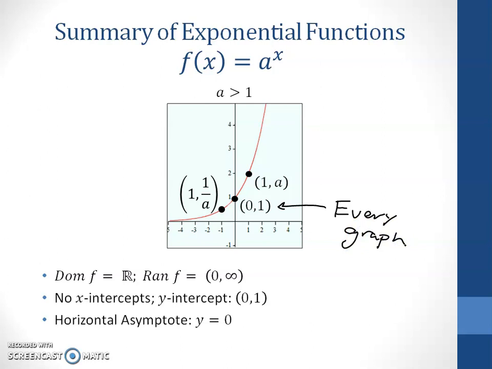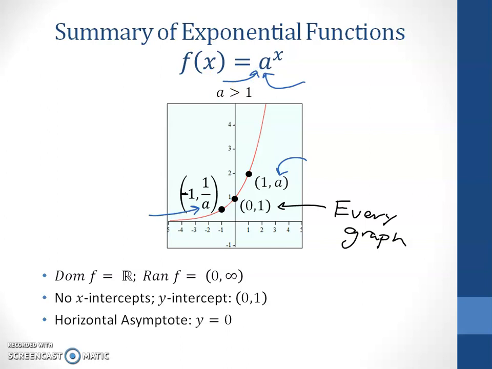Okay? Then I have 1, a. Where does that a come from? Well, that would be my base right there. And then I have a -1. Whoops, there's a typo there. I have a -1 and a 1 over a. Again, where does the a come from? Well, it's that base right there.